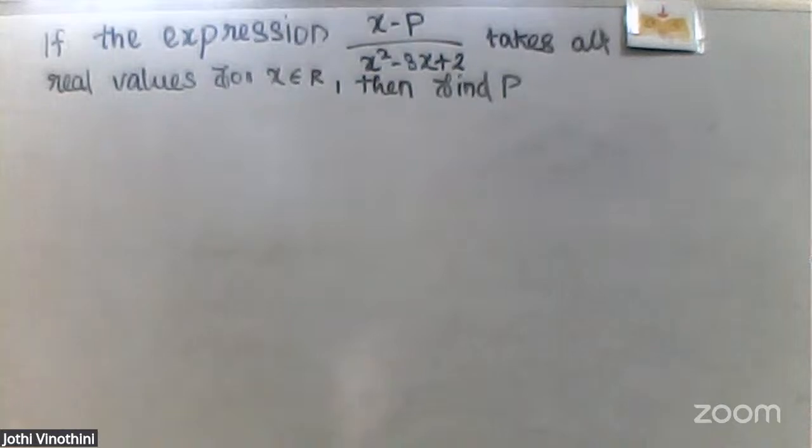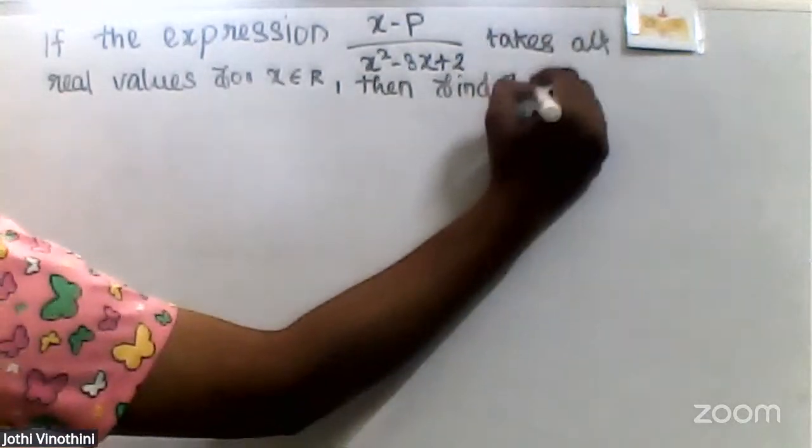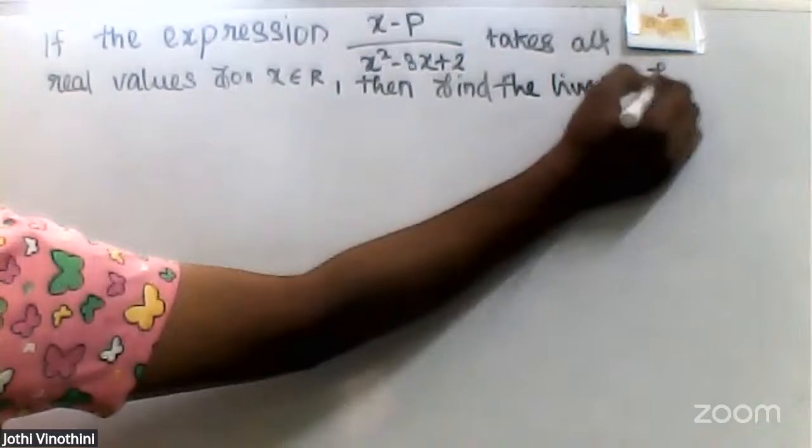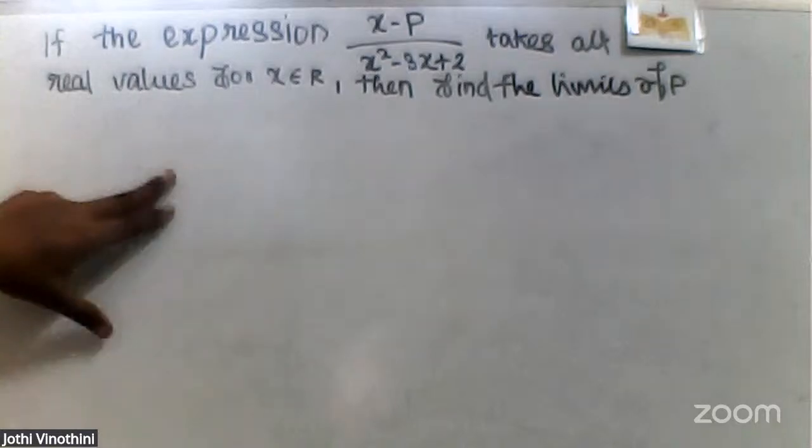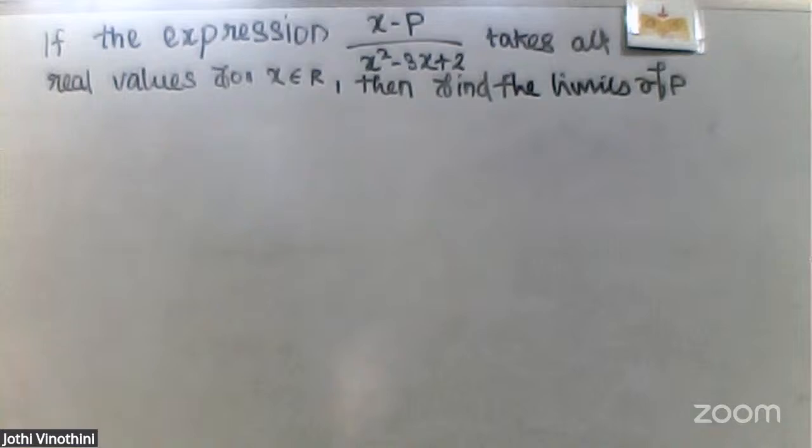Okay. So see, the question is little bit different. What is given? If the expression x minus p divided by x squared minus 3x plus 2 takes all real values for x belongs to real numbers, then find p. See, it is find the limits of p, right? Right. Okay. See, we are provided with the expression. In the expression, there is a variable p. We have to find the limit for p, not for the expression, right? Right. To solve this, we are going to do much more similar to the previous sum. Okay? Okay. Shall we start to solve?